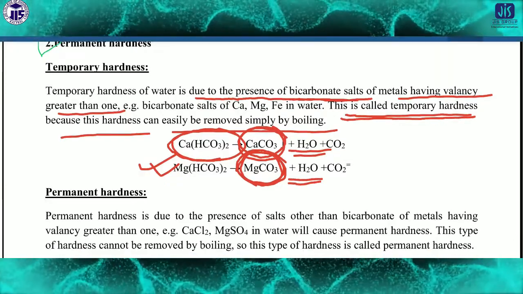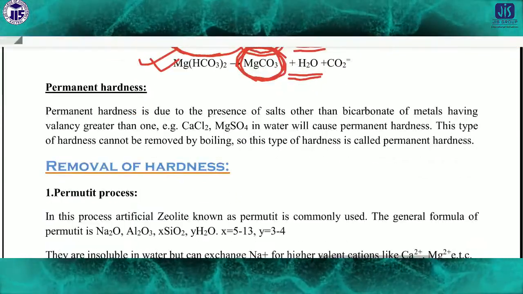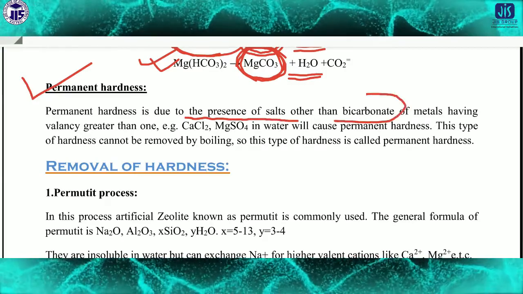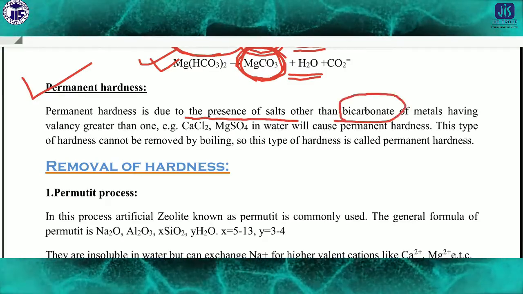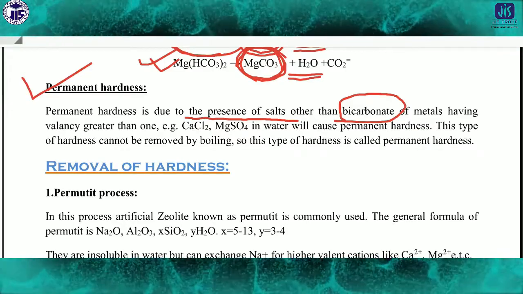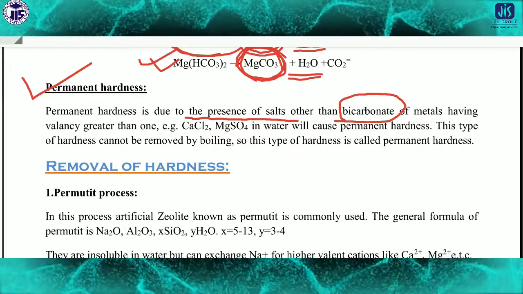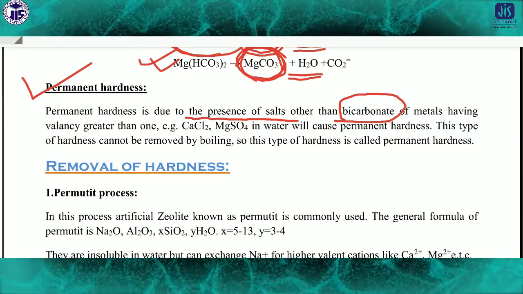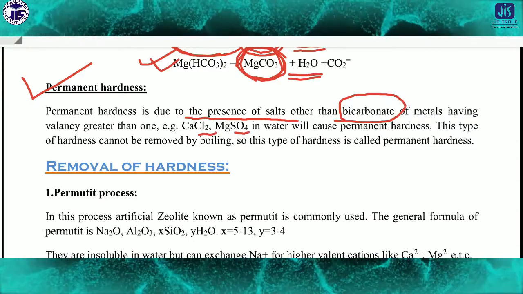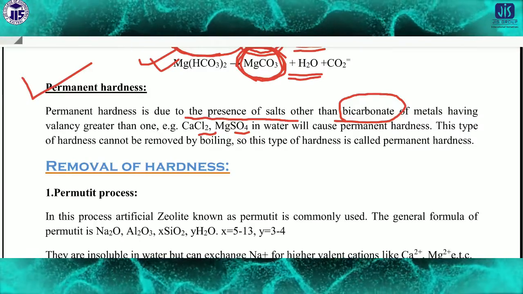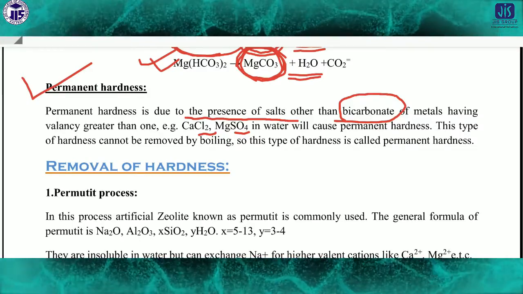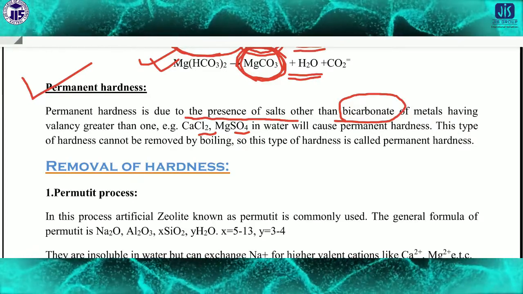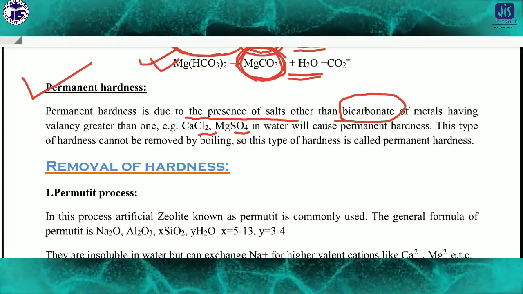Okay, now come to the point of what permanent hardness is. Permanent hardness is due to the presence of salts other than bicarbonate. Other than bicarbonate, all other salts if present in the water cause permanent hardness. These are salts of metals having valence, obviously calcium, magnesium, and it may be chloride, sulfate, carbonate, etc. These are responsible for permanent hardness.